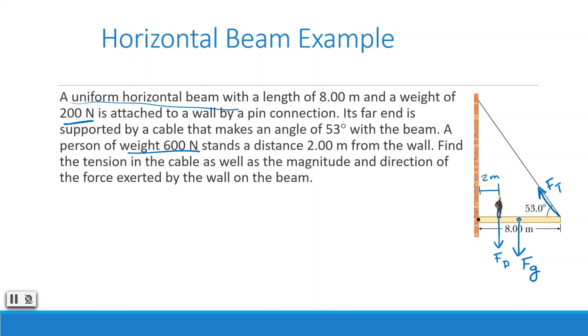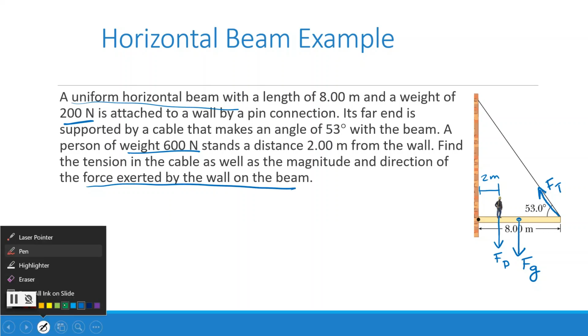That value is not on there. And we want to find the tension in the cable as well as the magnitude and direction of the force exerted by the wall on the beam. So this force of the wall on the beam is really ambiguous. And this is kind of like the hardest part of these types of problems, is figuring out where that is.